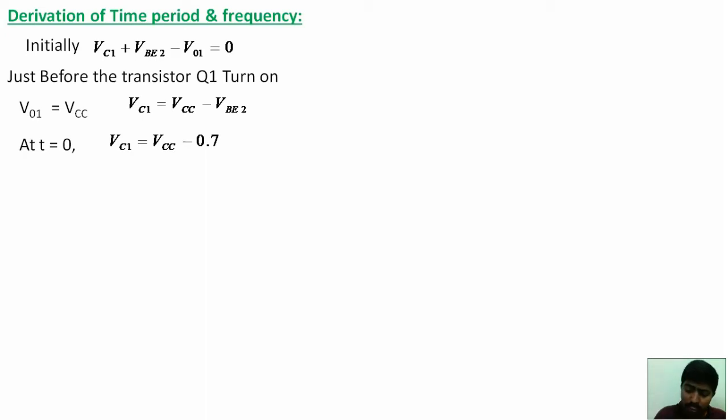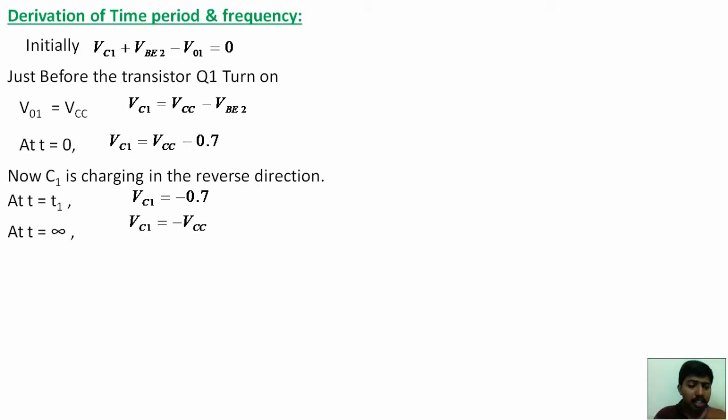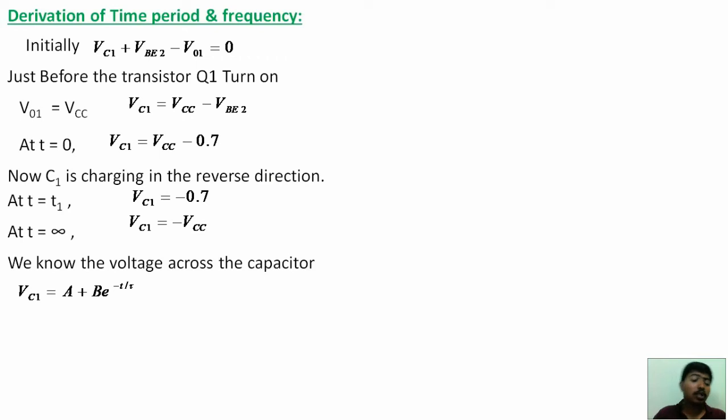At t is equal to t1 condition, the capacitor is charging in the reverse direction. It reaches the minus 0.7 voltage. So at t is equal to t1 time, Vc1 is equal to minus 0.7 because the capacitor is charging in the reverse direction. If the capacitor is continuously charging, at t is equal to infinity, it will become minus Vcc. This is another condition. We know the voltage across the capacitor equation: Vc is equal to a plus b e power minus t by tau. Substitute these conditions, we can find the a and b values.